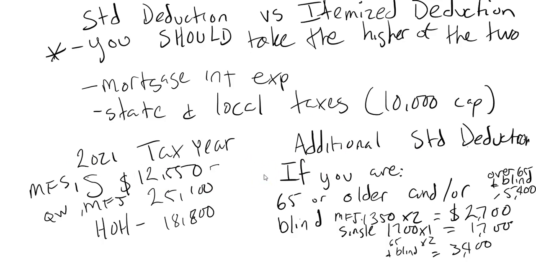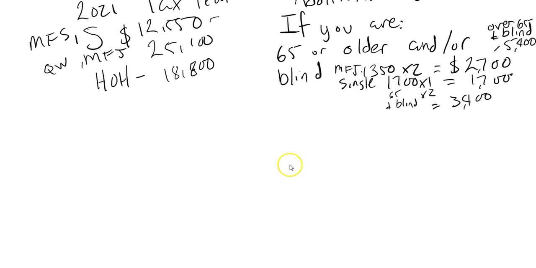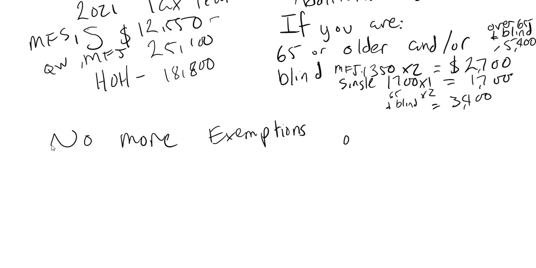So the Tax Cuts and Jobs Act eliminated exemptions. No more exemptions. Now, they'll come back, I'm sure. But some of you have been filing taxes for many years. Remember, you got an exemption for each kid, you got an exemption for yourself, for your spouse, etc. Instead, the standard deduction has increased quite a bit. So as of this point, there are no exemptions.